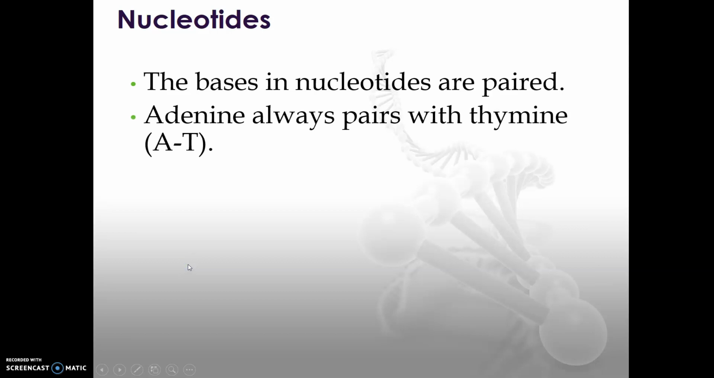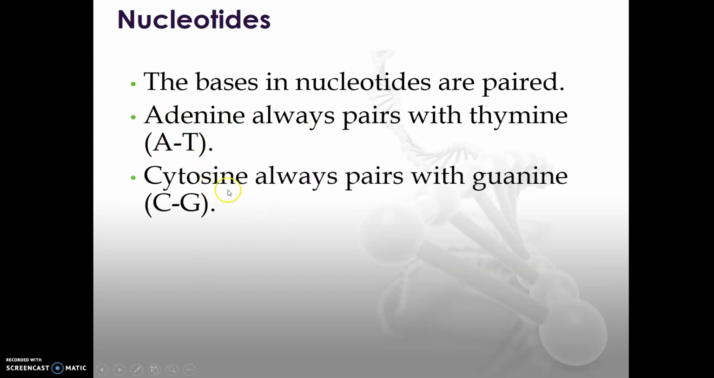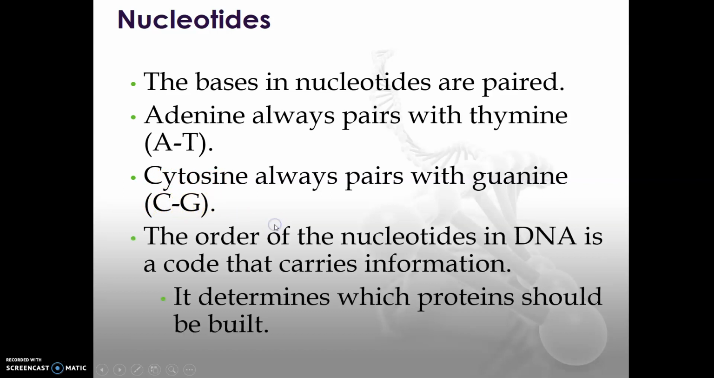So they are paired. Adenine always pairs with thymine. So that's the AT group. Cytosine always pairs with guanine. So there's the G and the C.